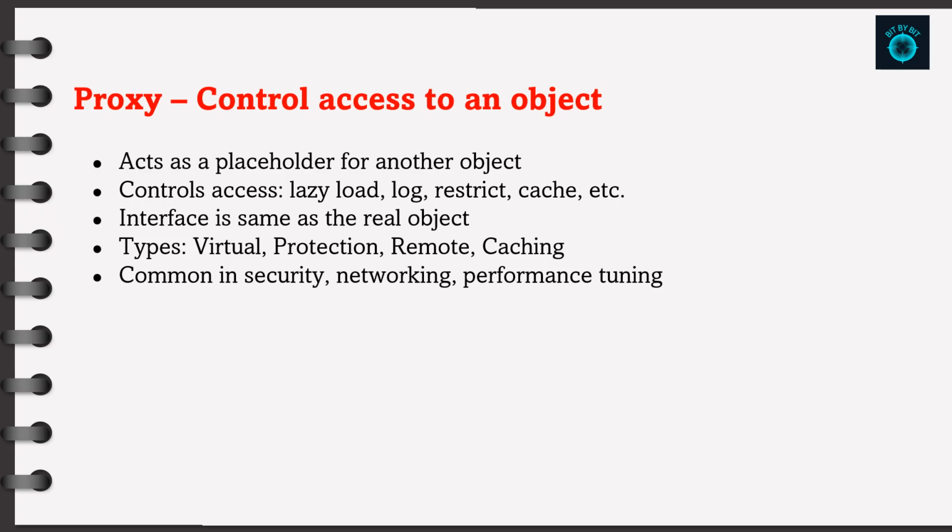There are several common types of proxies. Virtual proxies delay expensive object creation until needed. Protection proxies check access rights before forwarding. Remote proxies stand in for objects in another machine or network. Caching proxies store and return previous results to avoid repeated computation. Let's now look at a real-world example in Python using a virtual proxy to delay loading a heavy object until it's actually needed.